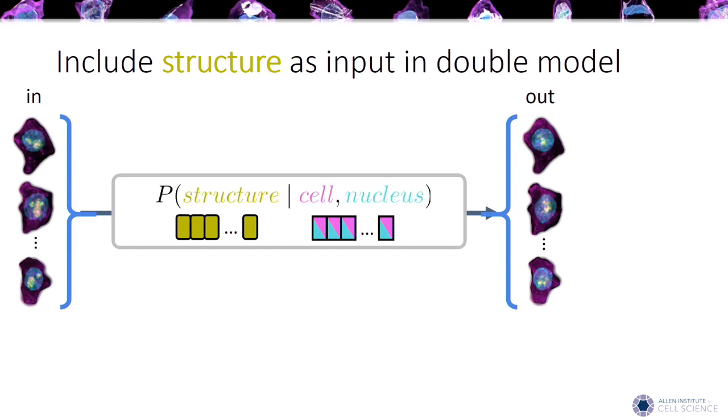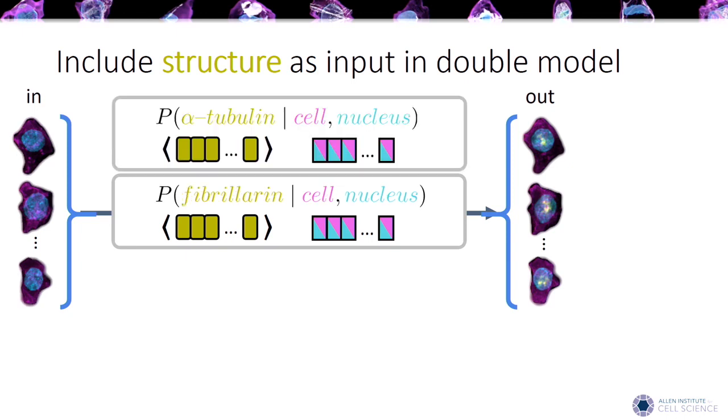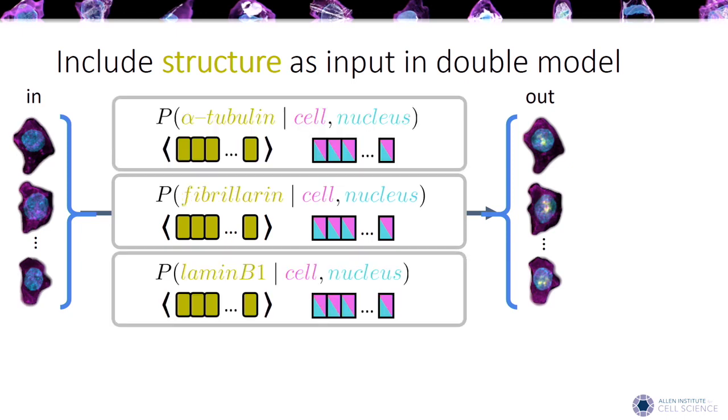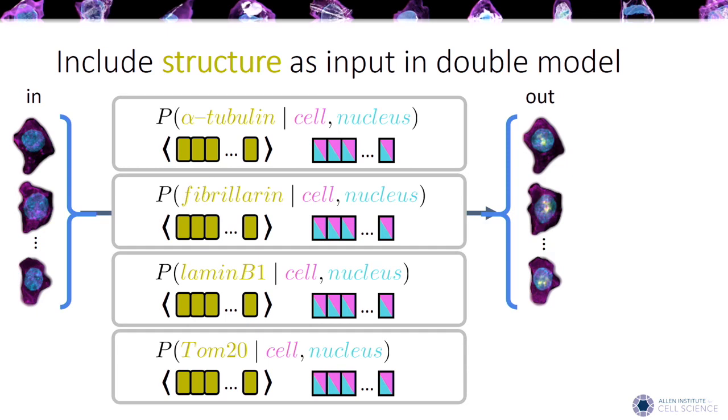Again, this is represented as saying what's the probability of this structure given a cell and nuclear image. And we can say, okay, let's not look at the probability of any structure. Let's just look at the one that's most likely given a given input image, and do that for a specific structure. Let's train it initially for fibrillarin, later for alpha-tubulin, lamin B1, TOM20, and produce a set of models that can predict any given structure given an input cell and nuclear image.